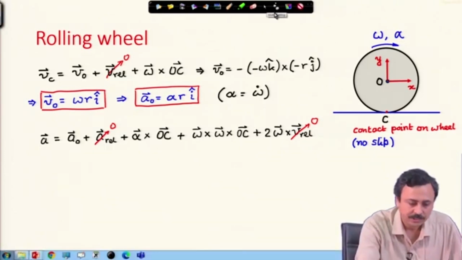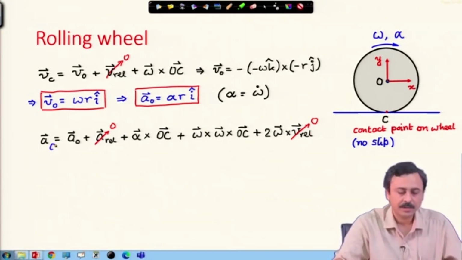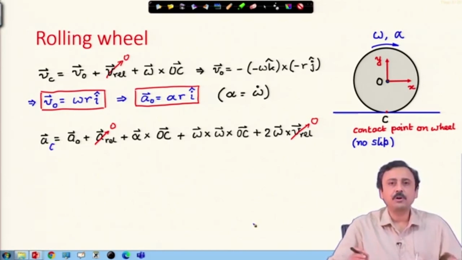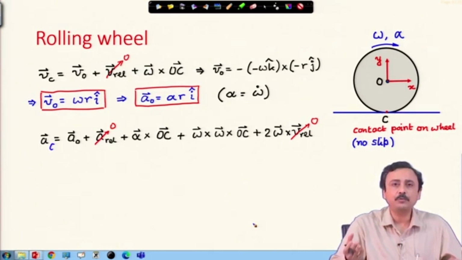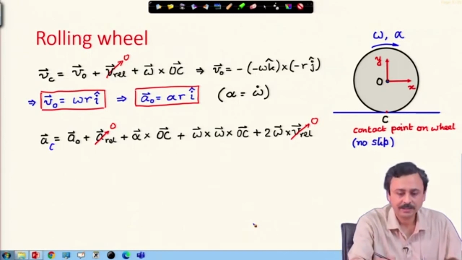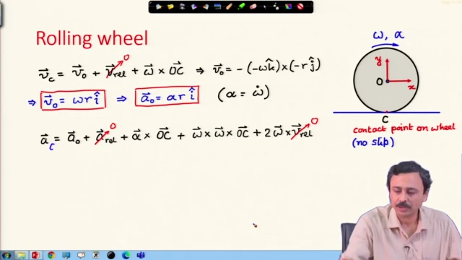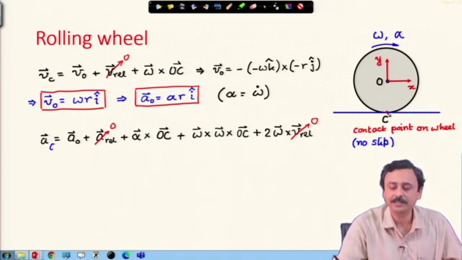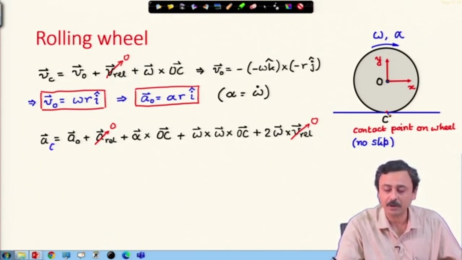Please note here this C is missing. So, acceleration of this point C, this is an interesting calculation, we would like to find out whether C has an acceleration or not. Here you see velocity, because C is a point of the wheel currently in contact with the ground, it does not have any velocity.